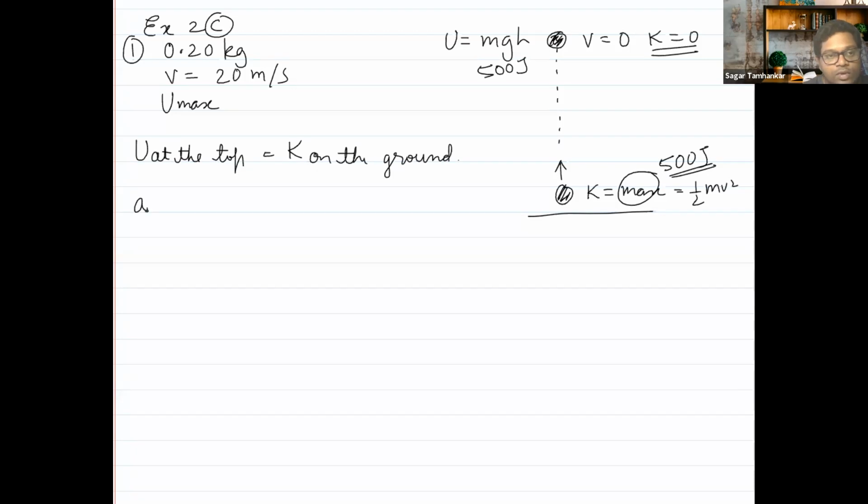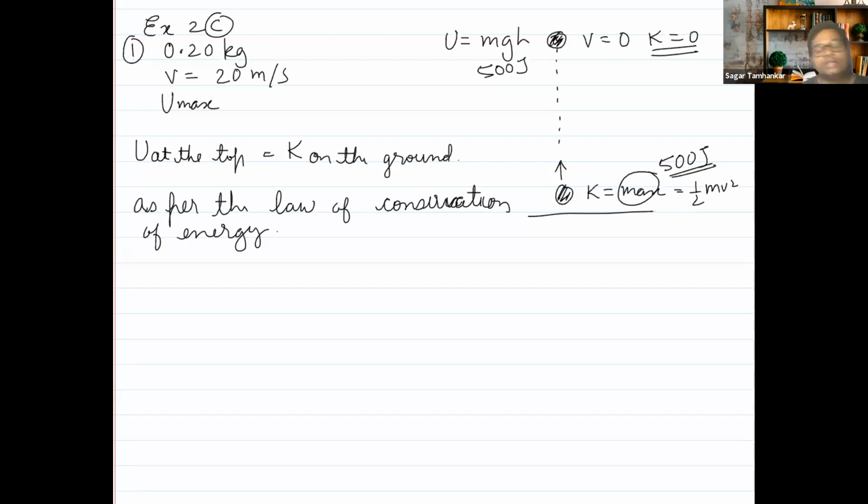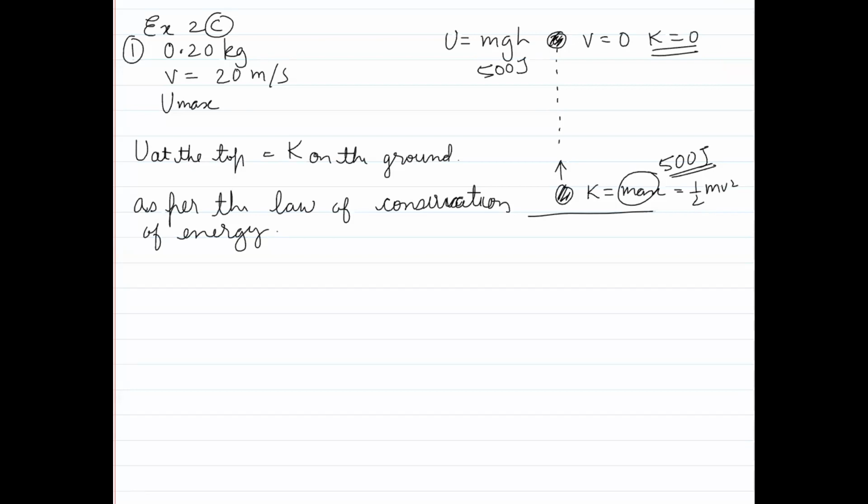Also, why is this possible? Because as per the law of conservation of energy, energy is neither created nor destroyed. It is transferred from one form to another. If you read the question, it has given you mass and velocity, but what is asked is the maximum potential energy. Do you follow that? So the question is different.